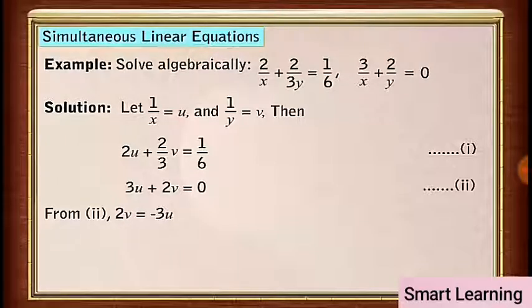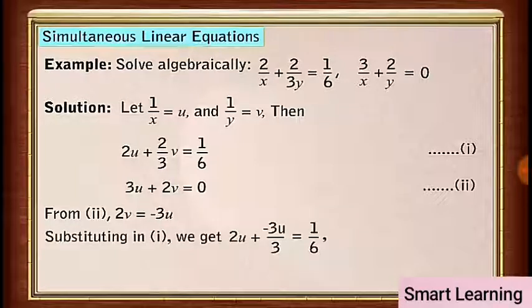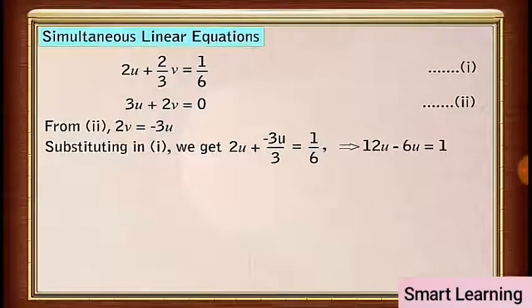From the second equation, taking 3u to the other side, we get 2v = -3u. Substituting this in the first, we get 2u + (in place of 2v we can write -3u)/3 = 1/6. Multiplying both sides with 6, we get 12u - 6u = 1. This implies 6u = 1, so u = 1/6.